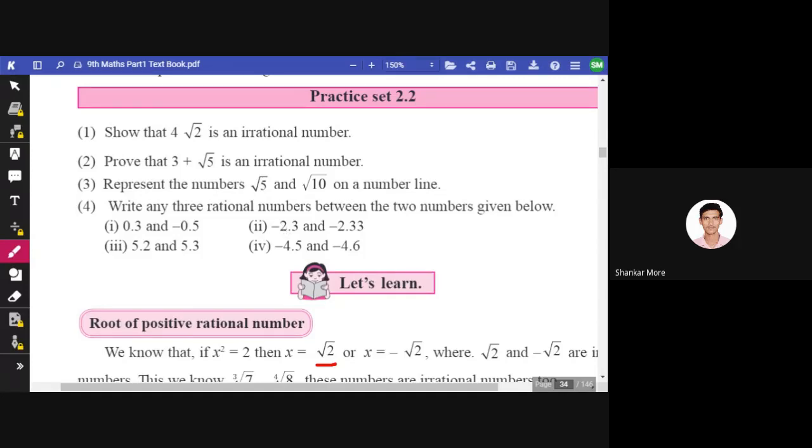Write any three rational numbers between these two numbers given below. So हमें क्या करना है? Three rational numbers लिखना है. So चलो write three rational numbers between 0.3 and minus 0.5. Write it. Can you write three rational numbers between these two numbers? 0, 0.2, 0.1, and negative 0.1, which is absolutely correct.